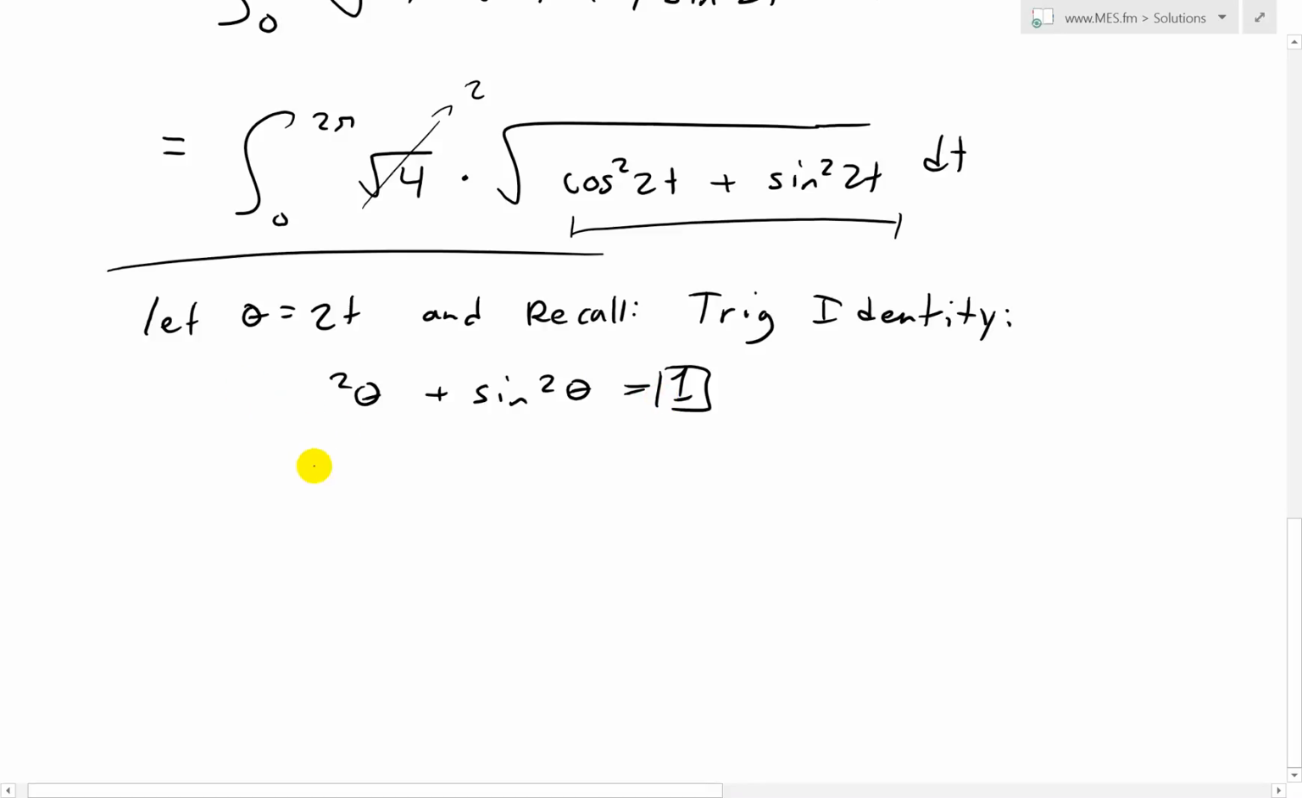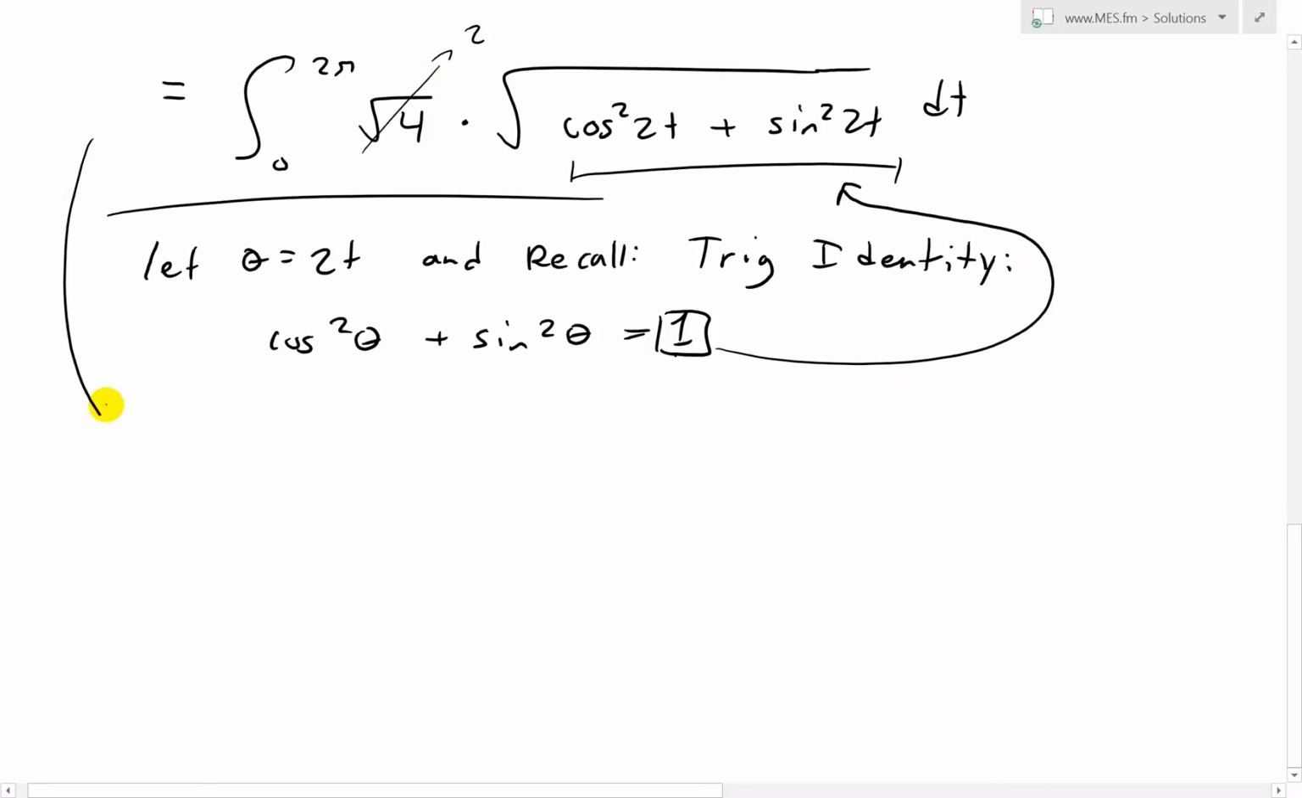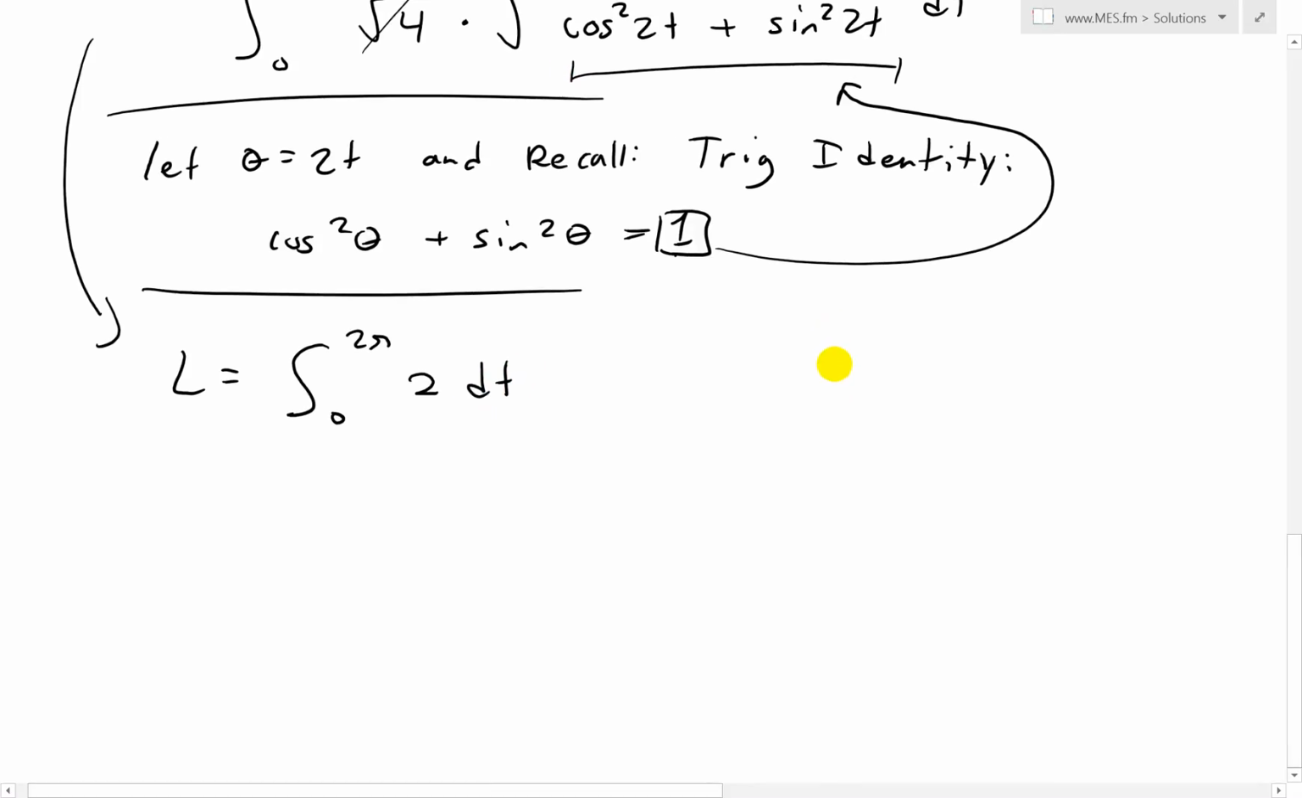That's just the identity, and it doesn't matter if this is 3t or 5t, if they're both the same, this always equals 1 just by using this substitution. So now we could throw this inside, and the square root of 1 is just 1. So what we end up having is L is equal to the integral from 0 to 2 pi of 2 dt, because the square root of 1 is just 1.